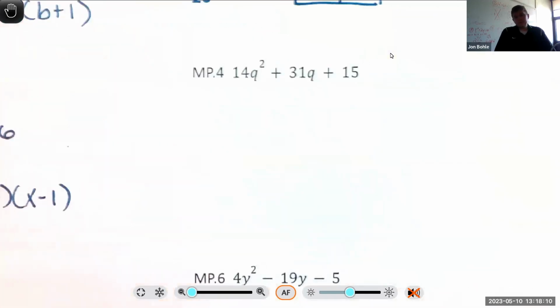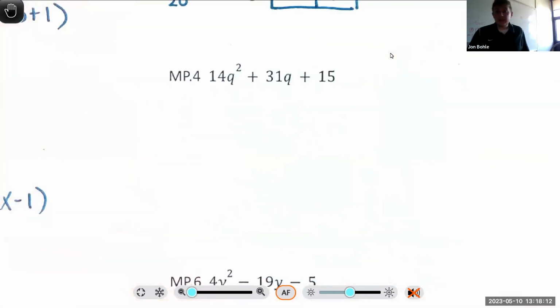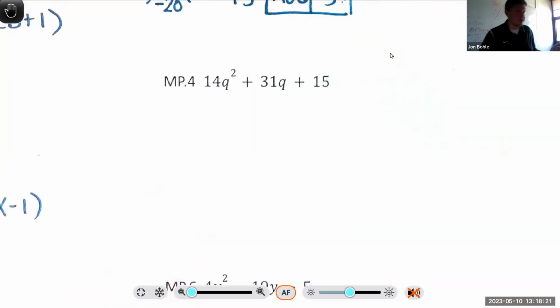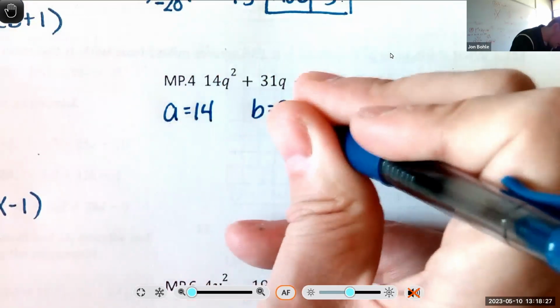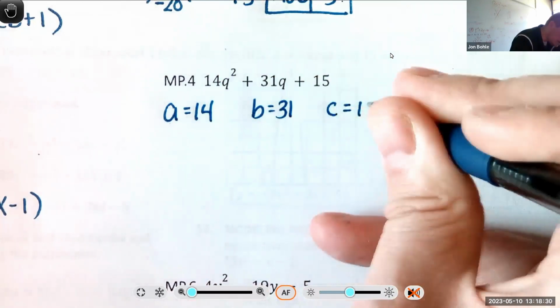Okay, number 4. You're going to check again for greatest common factor, so a number that divides out of all of these. And 31, I believe, to be prime, so this is just going to be what it is. So the A value is 14, the B value is 31, and the C value is 15.